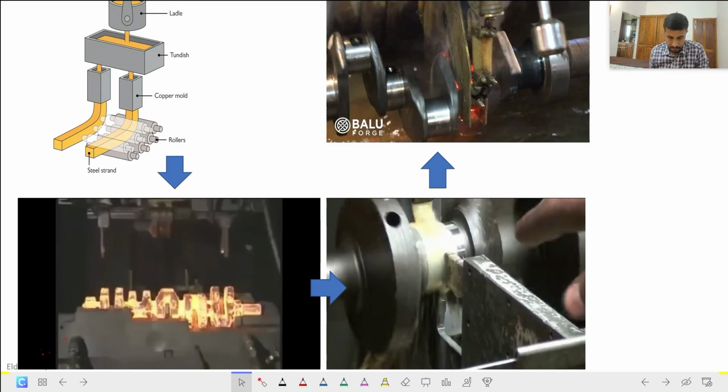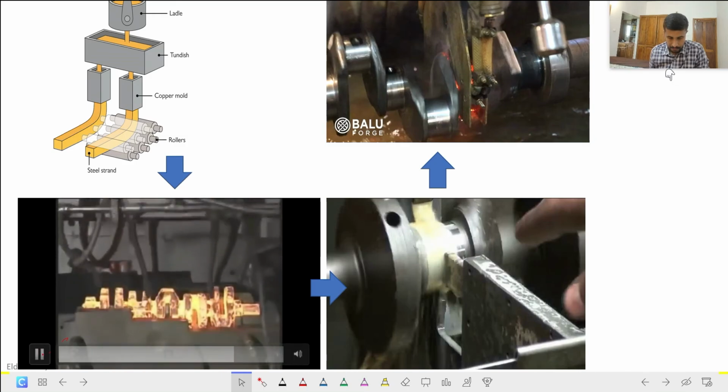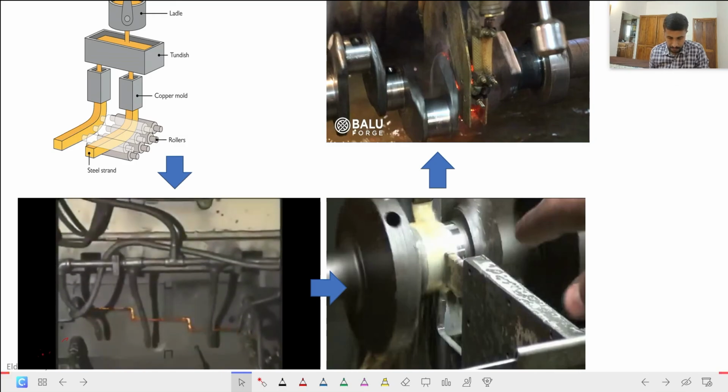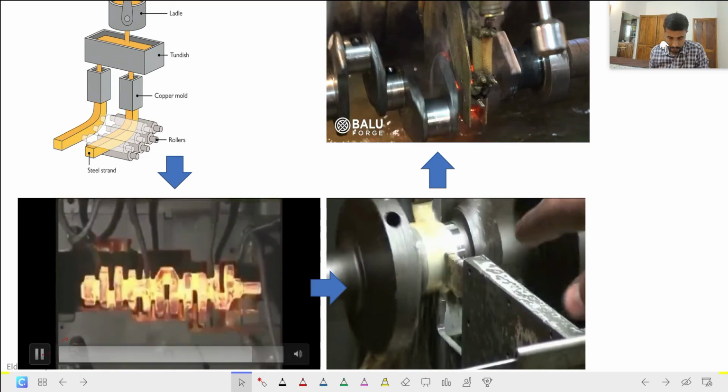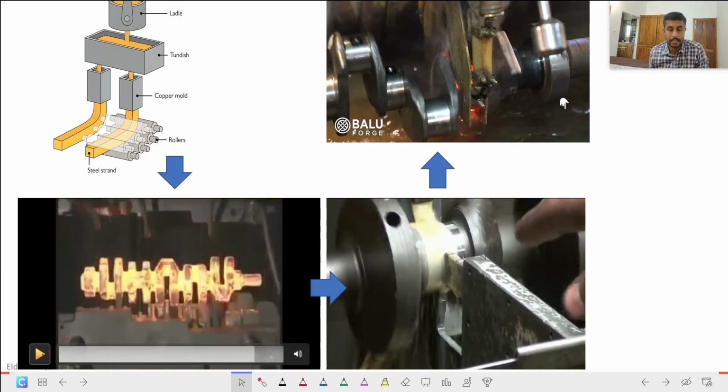The final operation in the production of crankshafts is hot sizing. During this process, the crankshaft receives its required accuracy in form and dimension. This is the final process on the crankshaft, the final pressing process. We get a near-net shape for the crankshaft at the end of this finishing process of the pressing.